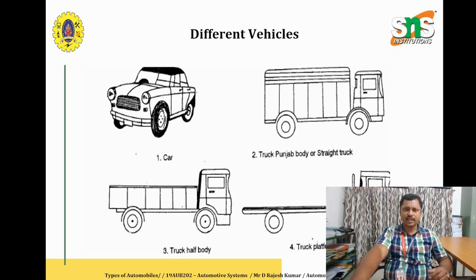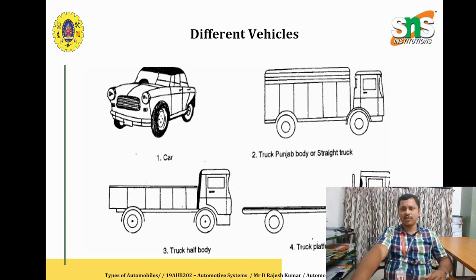The number one you are seeing on the slide is the car. The second one is called the Punjabi body, otherwise called a straight truck. And the third one is the truck half body. Nowadays you can see this kind of truck, serial number 3, in the EB, that is the Tamil Nadu Electricity Board. These kinds of trucks are used to transport poles for installing new connections. That kind of truck is called a truck half body.